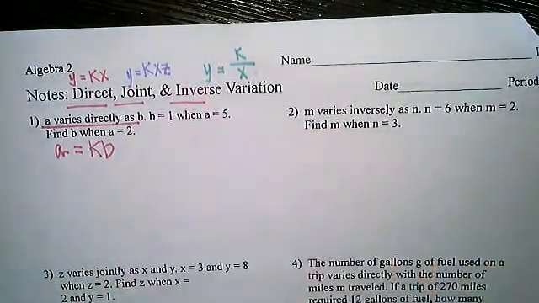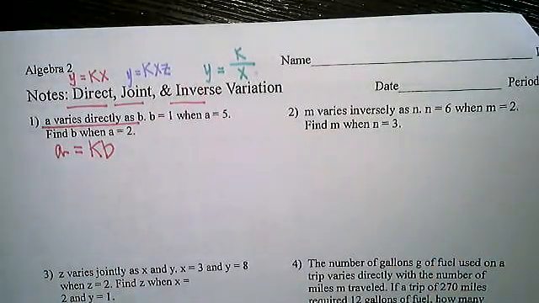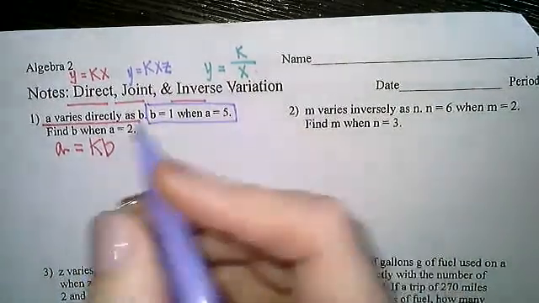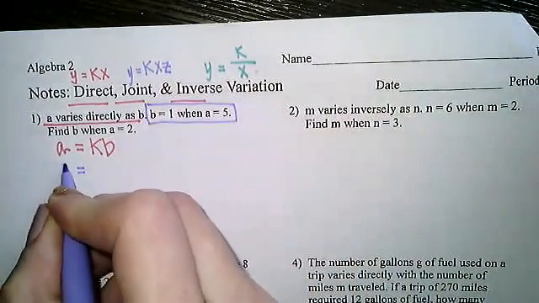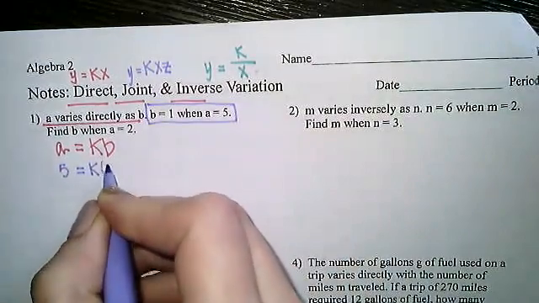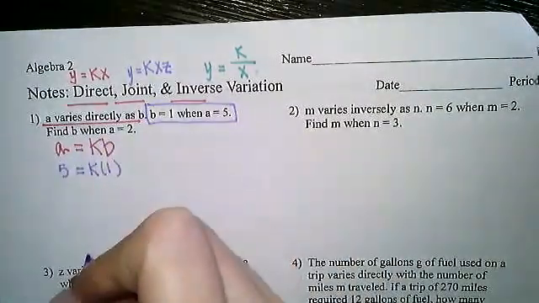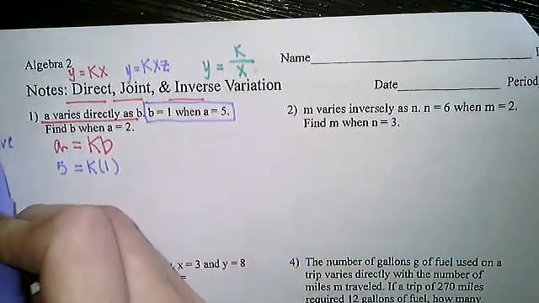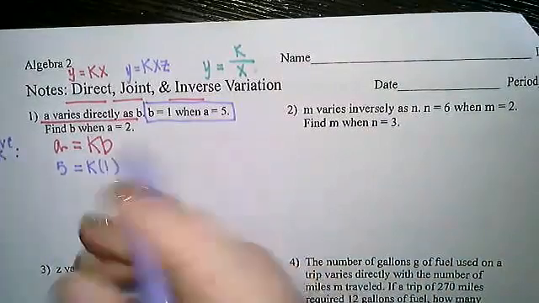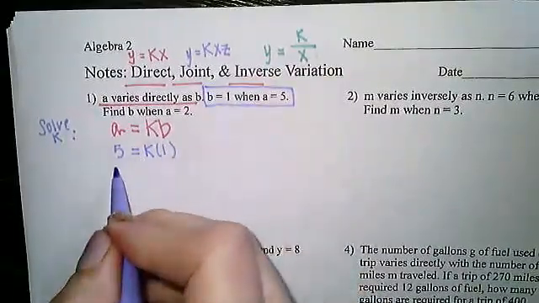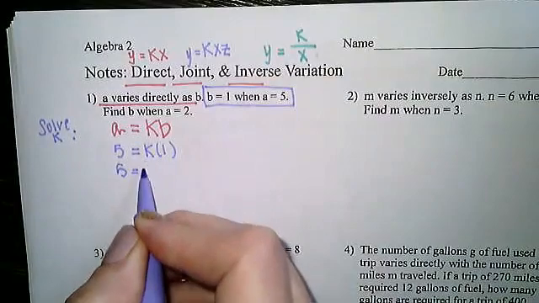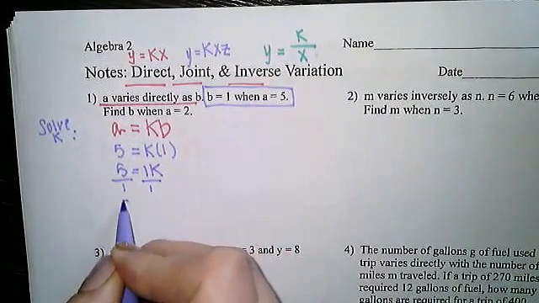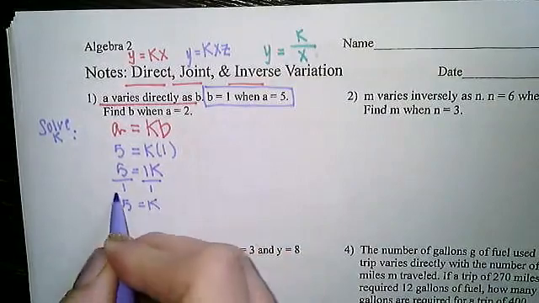So what you do is you take the information that they give you first. So they say B equals 1 when A equals 5. And you plug those numbers into your formula. And the first step we're really doing is we're solving for our constant or our k. So 1 times k is just 1k. I like to write it that way better. And divide by 1.